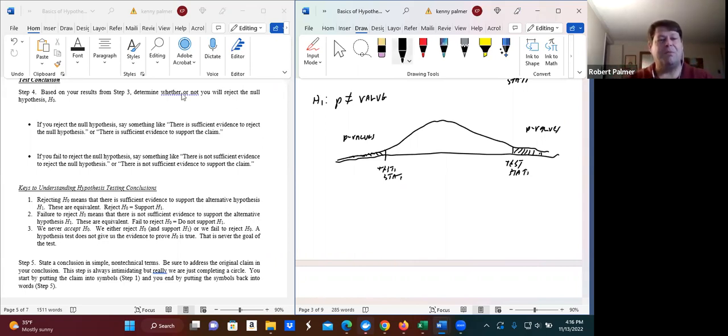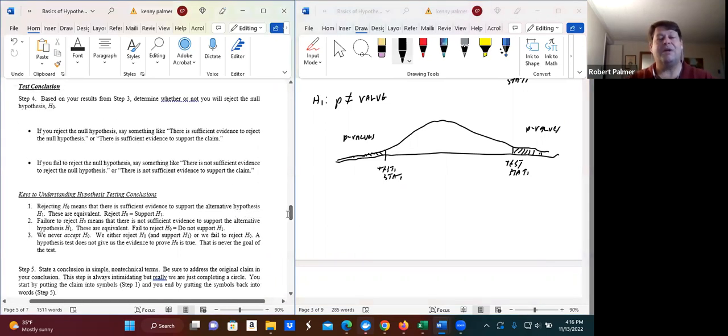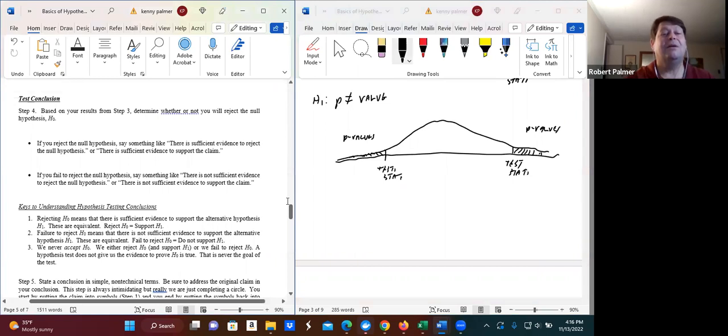Okay, now let's talk a bit more about this. So let's go back to what we were mentioning. Once you get to the point where you decide to reject the null hypothesis or not, then if we reject the null hypothesis, we want to say something like, there's sufficient evidence to reject the null hypothesis, or there's sufficient evidence to support the claim. We're not going to say this means that the claim is true, or this means the null hypothesis is false. We don't know that for certain. We're just saying that there's enough evidence statistically to support the claim or to reject the null hypothesis.